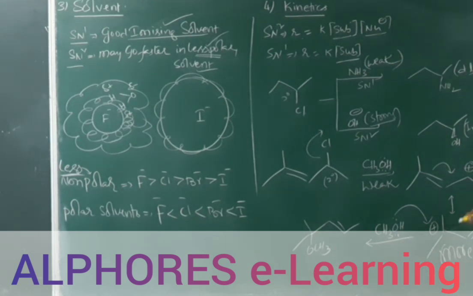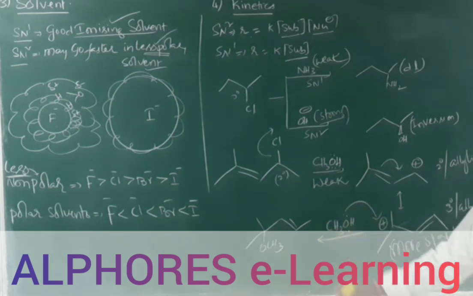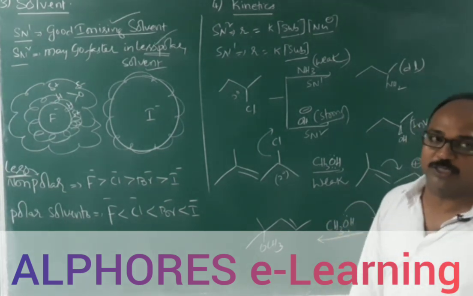But this one forms immediately, with respect to the secondary one. So from this intermediate, the secondary and allylic intermediate, the product you get is generally the kinetic product, and from the other one, what you get will be the thermodynamic product.